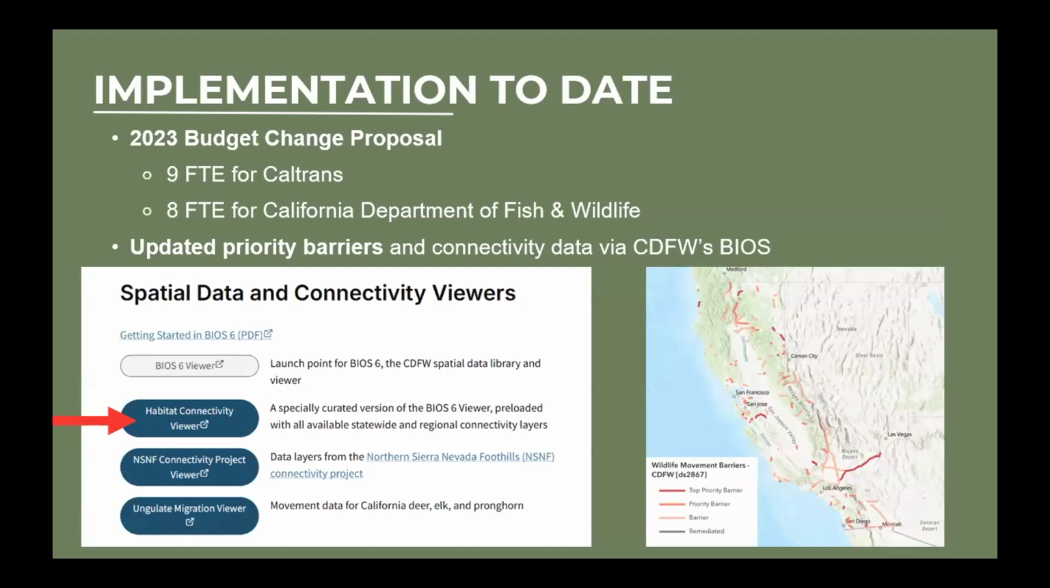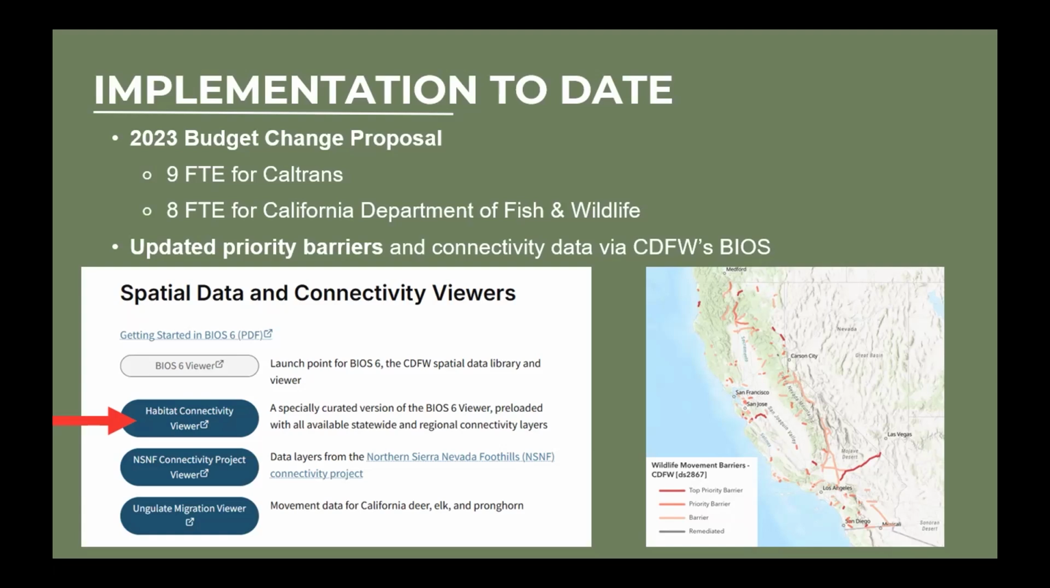And even though these other components weren't necessarily requirements of the bill, they happened in the last few years and I think are really important to the ability of AB 2344 to be fully implemented. In 2023, the next year after 2344 passed, Governor Newsom put in a budget change proposal to hire 9 full-time staff at Caltrans and 8 at California Department of Fish and Wildlife to implement 2344. So 17 new full-time staff, which is hugely exciting to add capacity in such a large state.